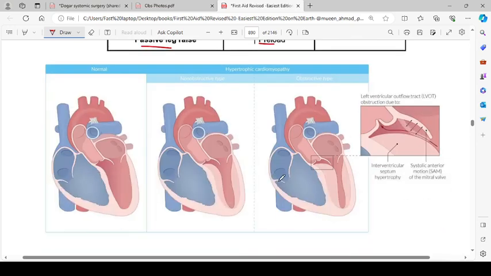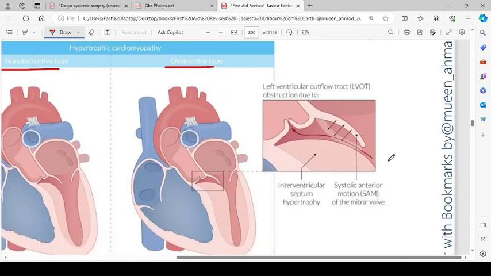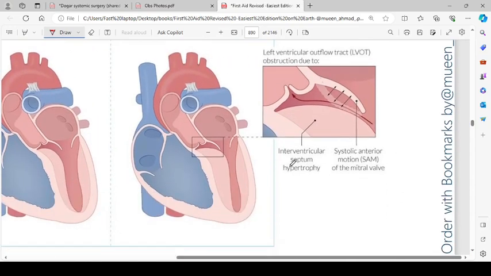Now, this is the non-obstructive type of hypertrophic cardiomyopathy, and this is the obstructive type. Hypertrophic cardiomyopathy can be of two types, obstructive or non-obstructive. So if it is obstructive, then it will have all those pesky murmur findings and stuff like that. So this is interventricular septal hypertrophy and systolic anterior motion of the mitral valve. During systole, it moves towards the interventricular septum, and thus obstructs the left ventricular outflow tract. Okay.